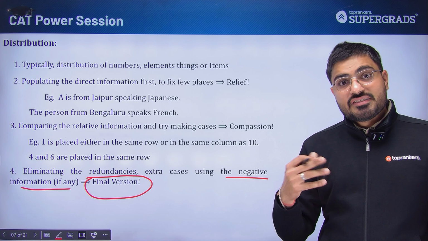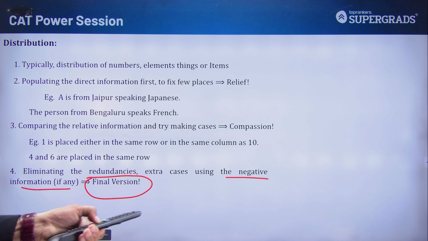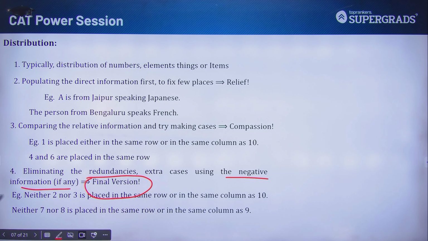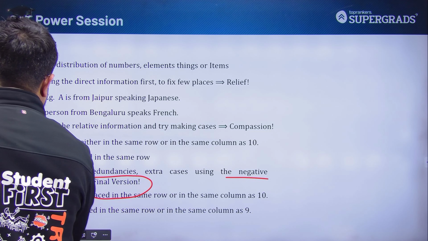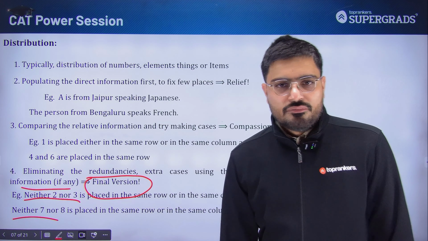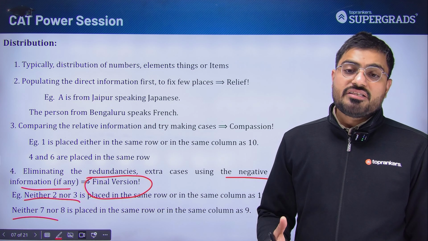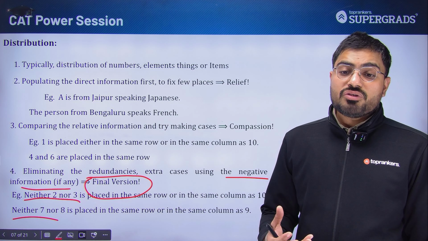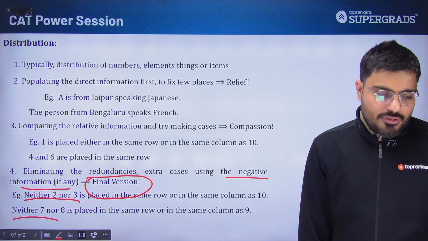So this is how you distribute the elements in an array or in a table. So what is negative information? It is very clear: usage of no, not, none. Neither 2 nor 3 is placed in the same row and same column. Neither 7 nor 8. This gives me a sense of negative. Neither, nor, none, not. These are your negative information. How do they help? They help you eliminate the cases. The extra cases will automatically be eliminated if you are using the negative information. So I hope you know this.